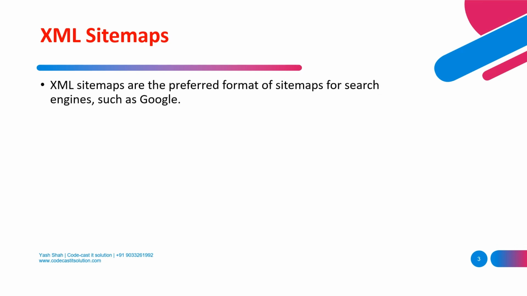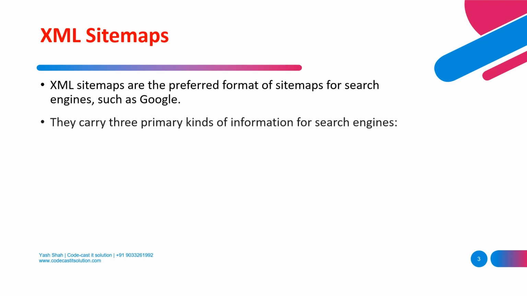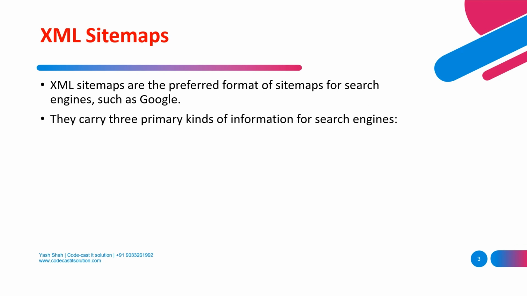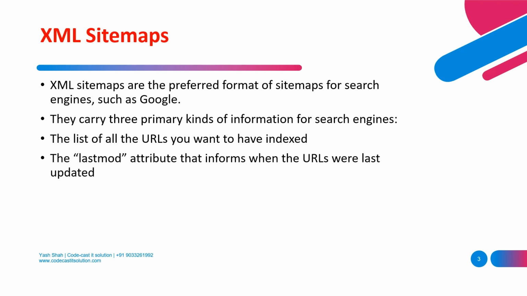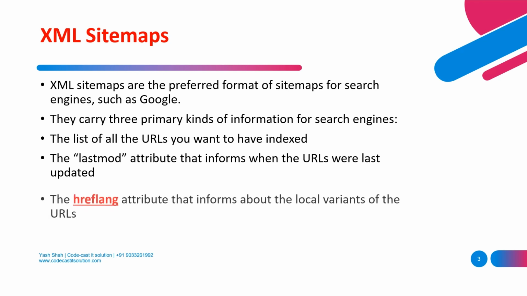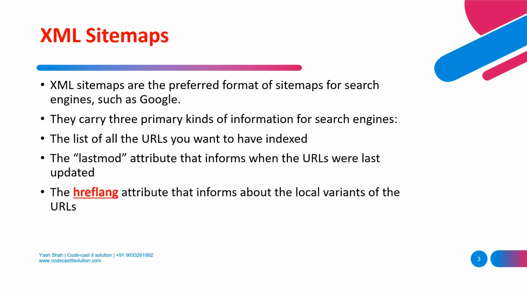XML sitemaps are the preferred format of sitemaps for search engines, such as Google. They carry three primary kinds of information for search engines: the list of all the URLs you want to have indexed, the lastmod attribute that informs when the URLs were last updated, and the hreflang attribute that informs about the local variants of the URLs.